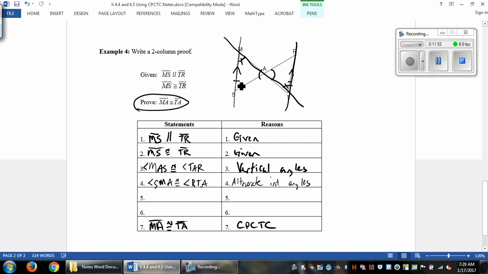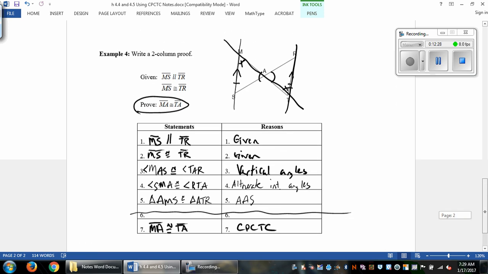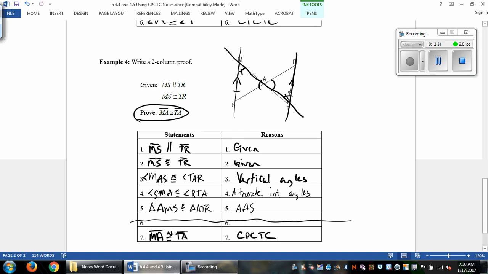So we can go ahead then and prove our triangles congruent. So actually, there's going to be one less step than we need here. So we've got triangle AMS congruent to triangle ATR, and that is from angle angle side. And then we don't really need step 6 because we have it. We can go immediately to MA is congruent to TA for CPCTC. And that is the 4445 notes.